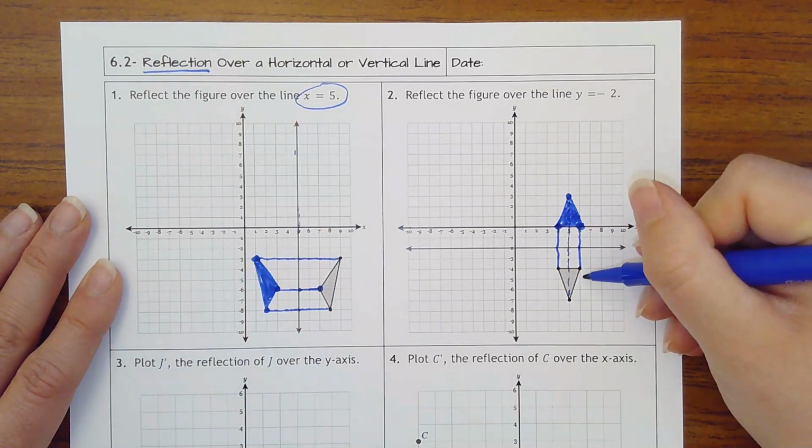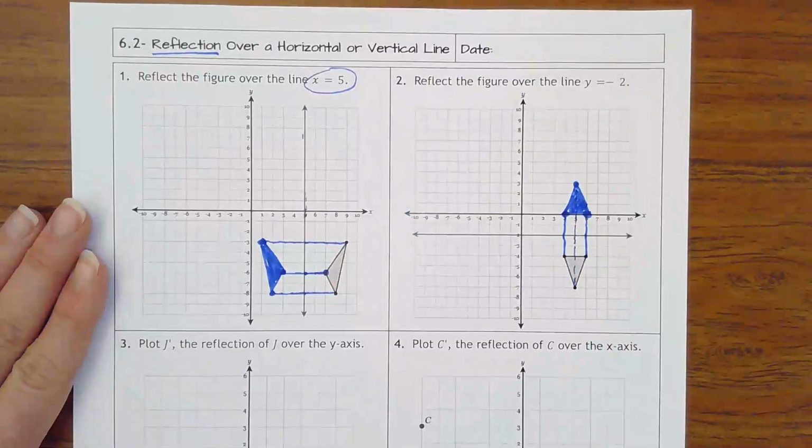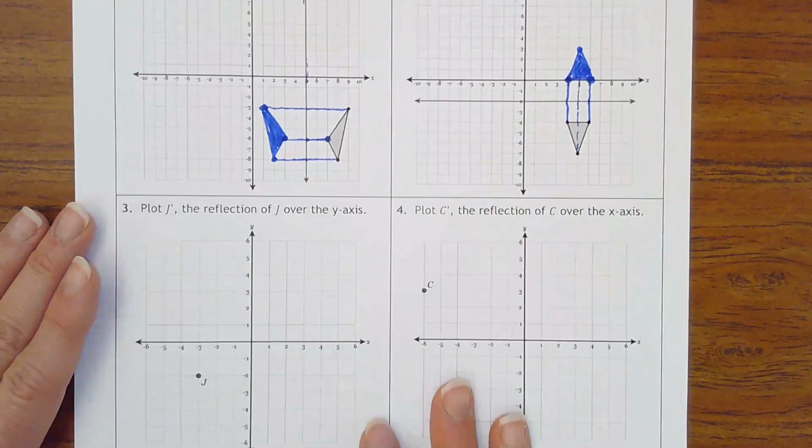Now, of course, you're not really going to make these lines. I'm just showing you that I'm counting. On Delta Math, you're just counting with your mouse.